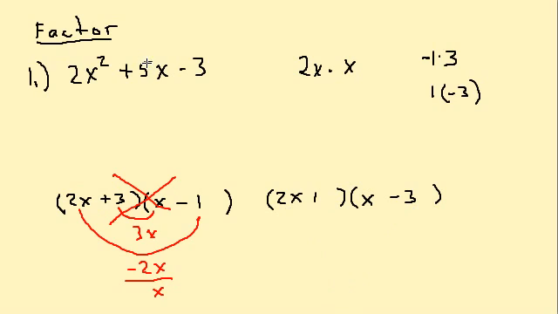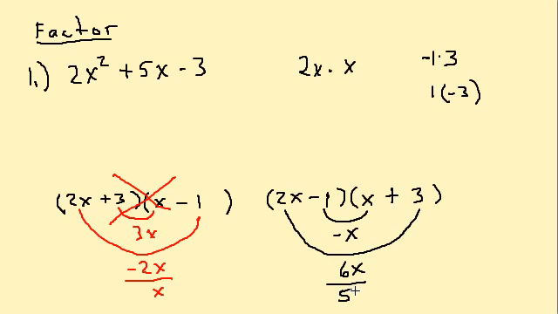So let's try using the 1 and the 3 like we did before, but let's switch the signs to plus and minus. So now when we multiply the inside terms, that's -x. Multiply the outside terms, that's +6x. When we add them, we get 5x, and that's our middle term. So our final answer is 2x minus 1 times x plus 3.